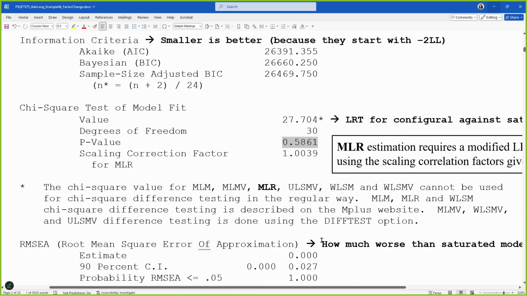P-value is non-significant. Is that a good thing or a bad thing in this context? It's a good thing, because that means that my model is not worse than perfect. So it's a backwards way of thinking about hypothesis testing. Non-significance is good. So this means that I have evidence that my 4-factor model is supported by the data, that the pattern of correlation in the data is well represented by the implied pattern of correlation by this factor model. That's what I learned.